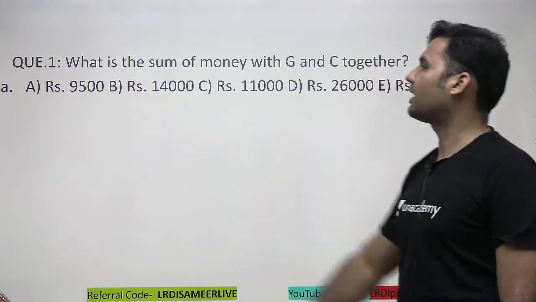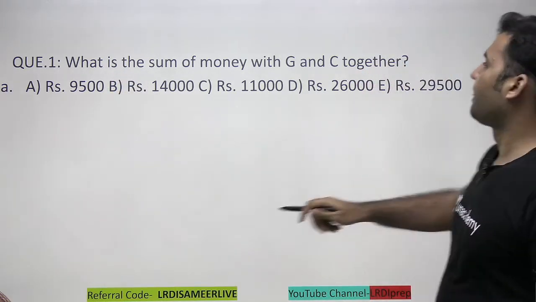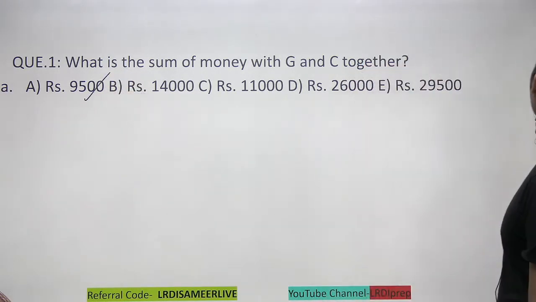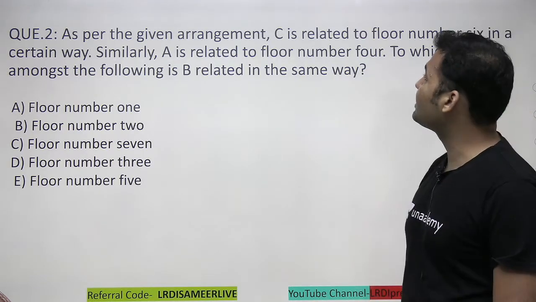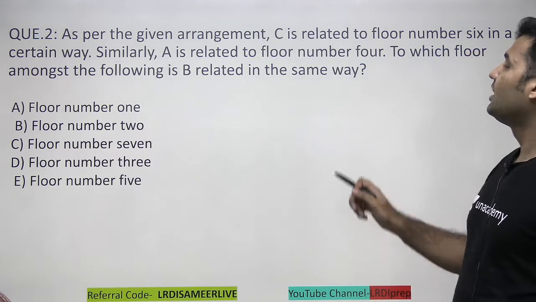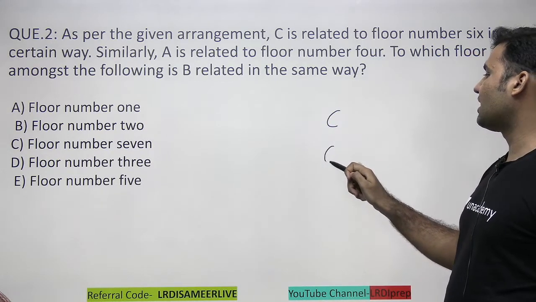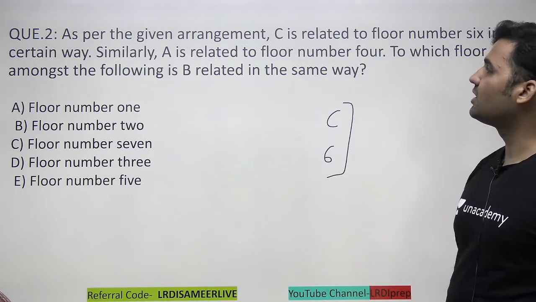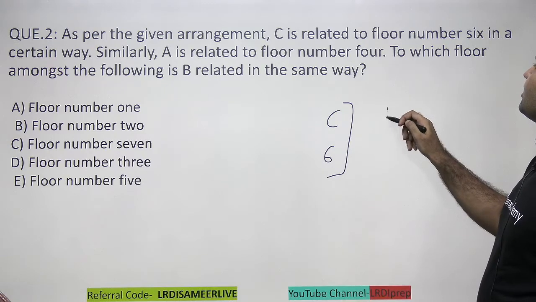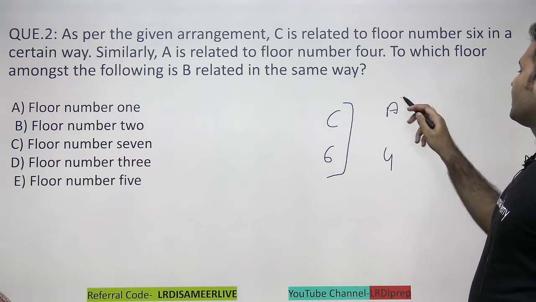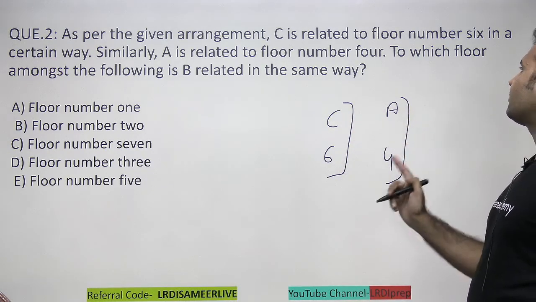So A would be the correct answer of the question. That is option A. Next question, it says, as per the given arrangement, C is related to the floor number 6. We need to see a relationship between C and 6. Similarly, A is related to the floor number 4, right? The relationship between C and 6 and A and 4 is the same.